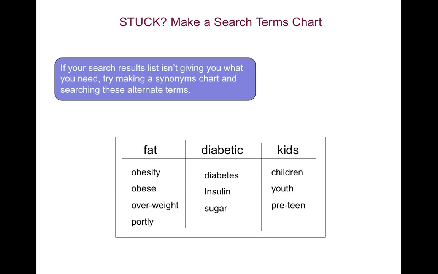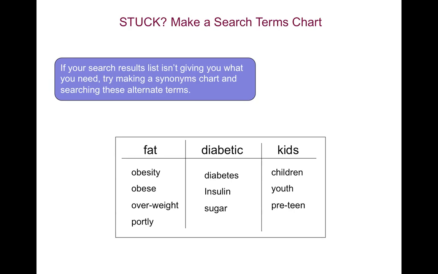If you get stuck, the best thing to do is make what I call a search terms chart. And basically, for example, if I was doing something on diabetes and the incidence of children with obesity, I might have put in my search engine, this wouldn't have been a great search, but fat diabetic kids. Obviously, I might not get the best results from that particular search.